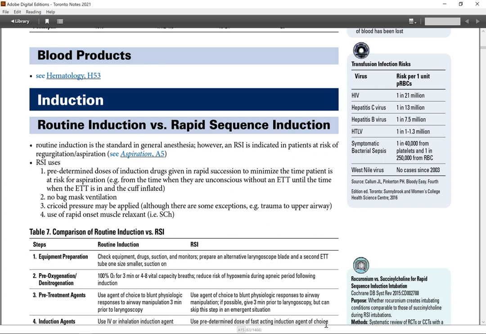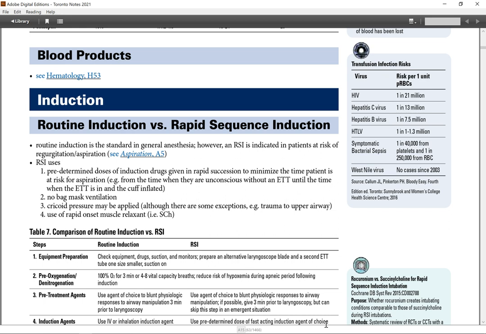Induction. Routine induction versus rapid sequence induction. Routine induction is the standard in general anesthesia. However, a rapid sequence induction is indicated in patients at risk of regurgitation or aspiration. RSI uses predetermined doses of induction drugs given in rapid succession to minimize the time the patient is at risk for aspiration.